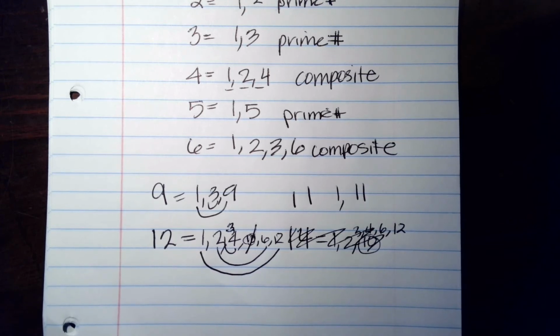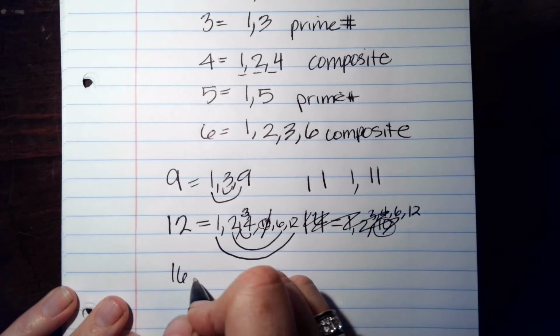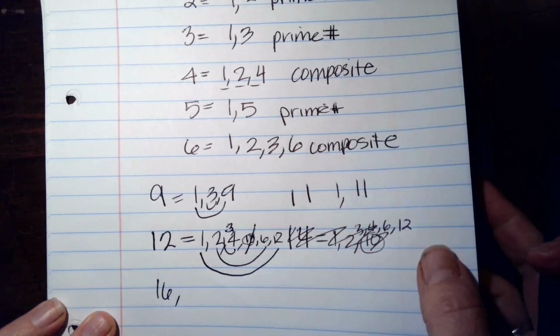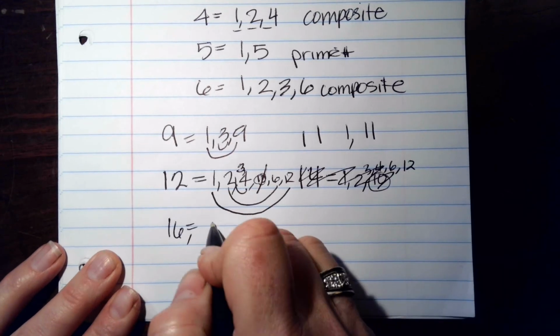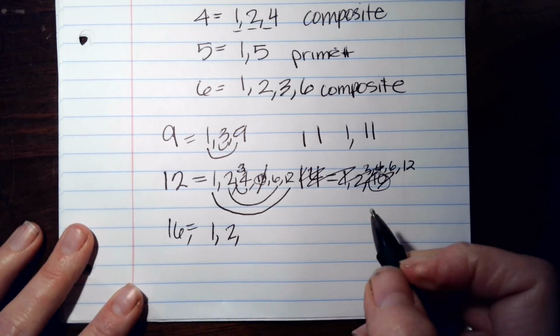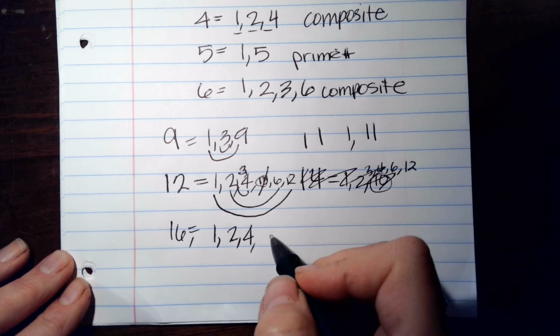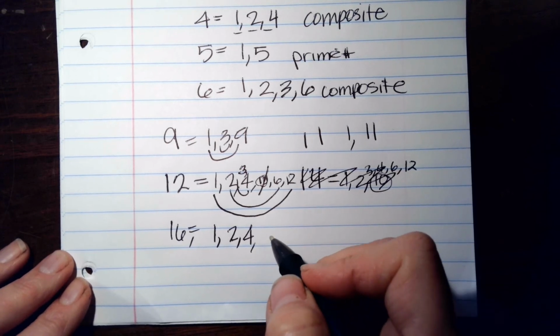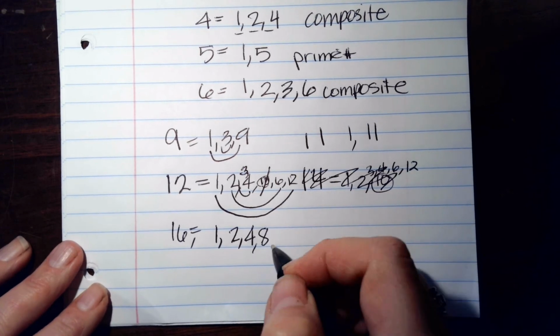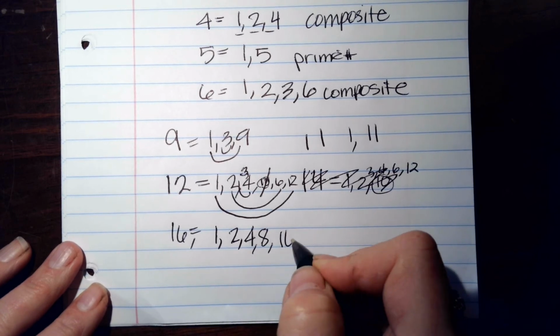Okay. So like 16, we would do, does 1 go into it? Yes. Does 2 go into it? Yes. Does 3 go into it? No. Does 4 go into it? Yes. Does 5? No. 6? No. 7? No. 8? Yes. 9. We're at the halfway point, so now we can close it off.